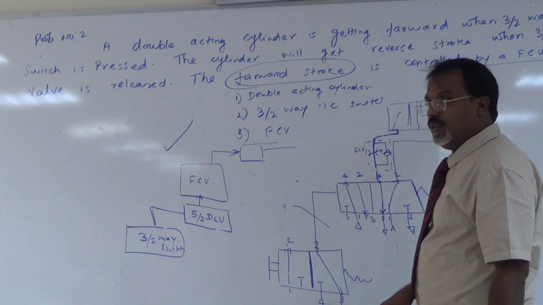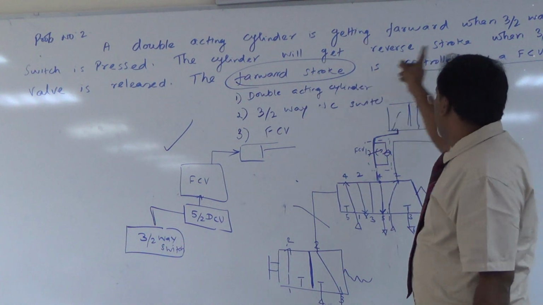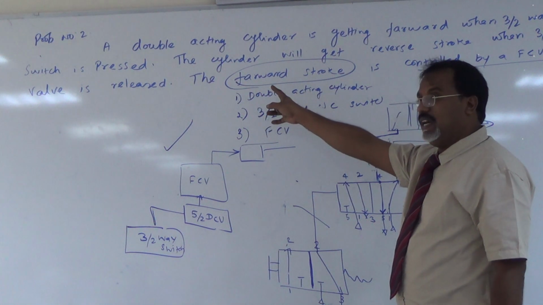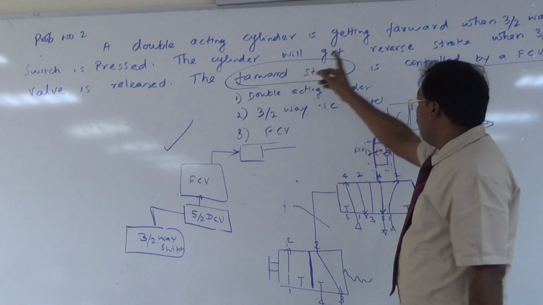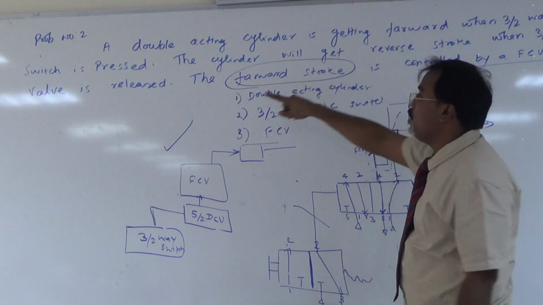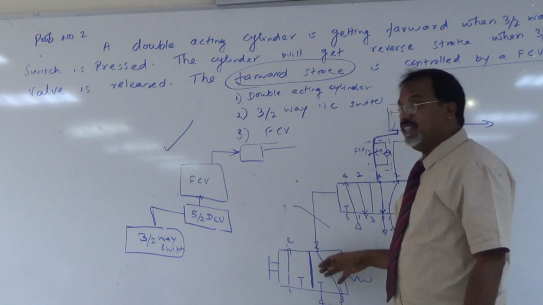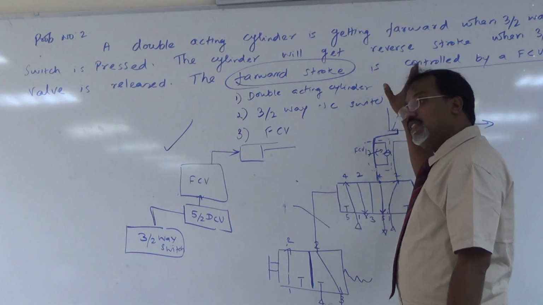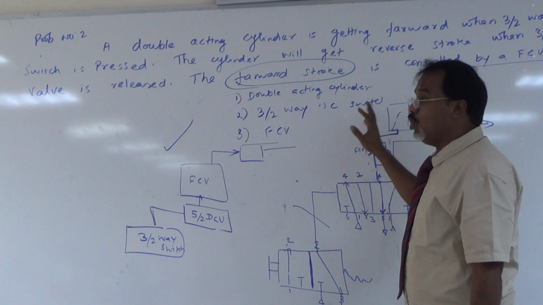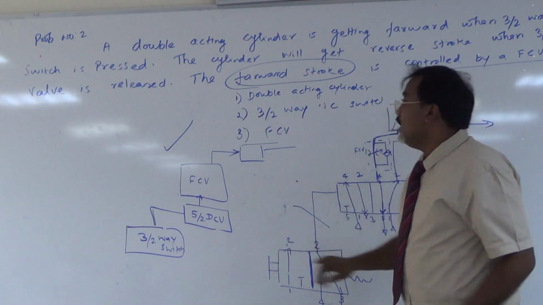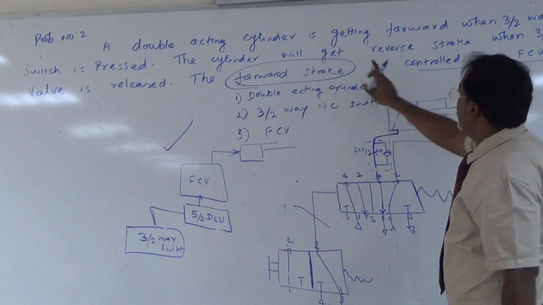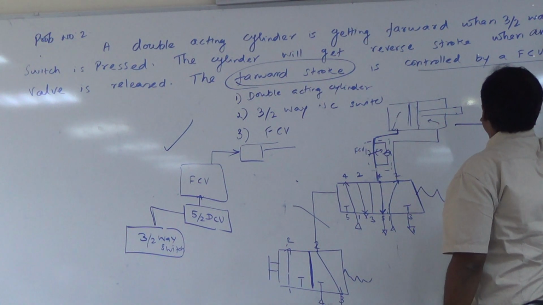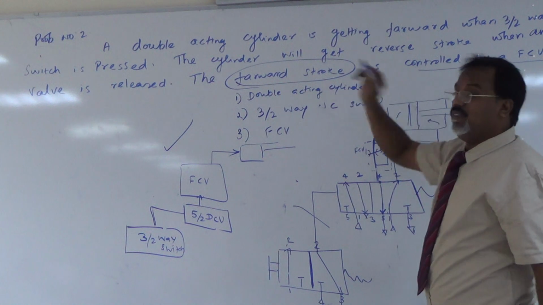Here, only one 3x2 way switch is there. You can understand based on the question: a double acting cylinder gets a forward stroke when the 3x2 way switch is pressed. When I am pressing that, air is going, it is changing, then it is getting forward stroke. The reverse stroke should happen if I release this. If I am changing this valve, the cylinder will get reverse stroke when another 3/2 valve is pushed.